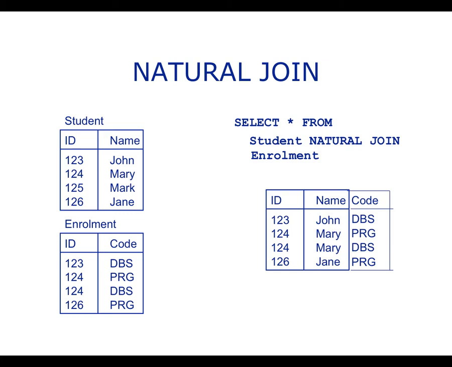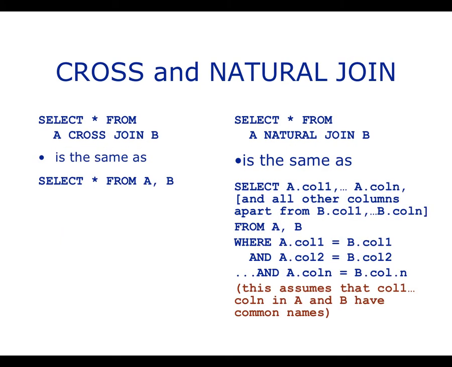If I'm going to do a select all from the student enrollment natural join, I'm going to be seeing both the ID, the name, and the code in a combined results view. As I look at a cross and a natural join, if I'm doing a select all from a cross join, it's really doing a select all from table A and table B. It literally allows you to essentially simplify the SQL statement.